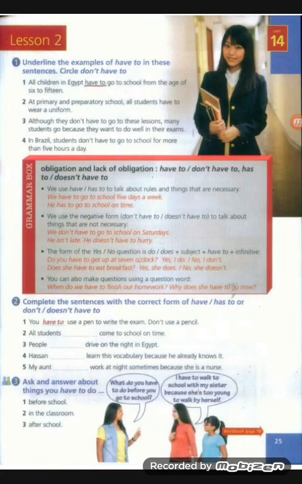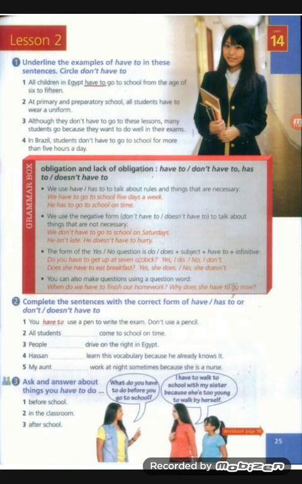Now let's turn to page 25. Here we have some grammar rules talking about obligation and lack of obligation, الضرورة وعدم الضرورة. Is it obligatory to do something? So here we use have to or has to for the singular pronoun if it's necessary to do, شيء ضروري أعمله. And we use don't have to and doesn't have to for singular pronoun if you want to say that it's not necessary to do this.